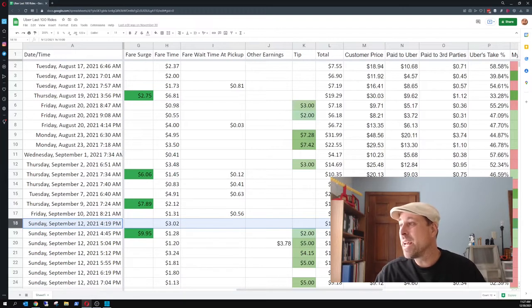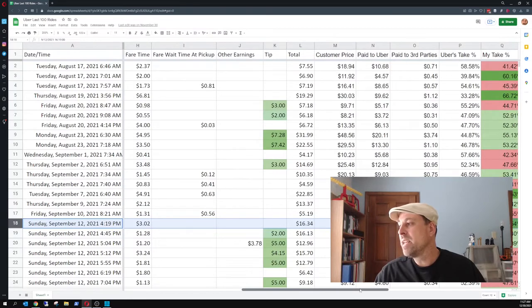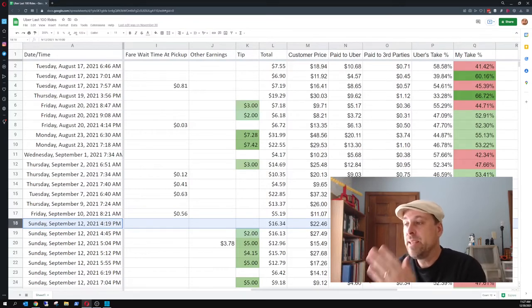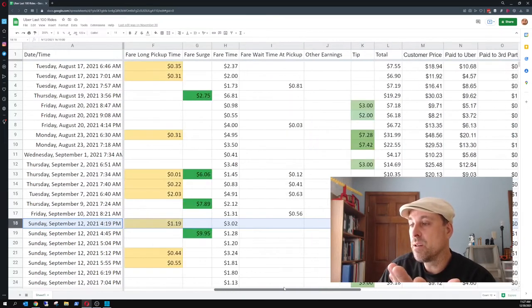$16 was the total that I got paid. The customer paid $22.46. Uber took $5.29, which means they only got 24.46%, and I got 75.54% of the fare. Now, the reason that is, is because of this long pickup fee.